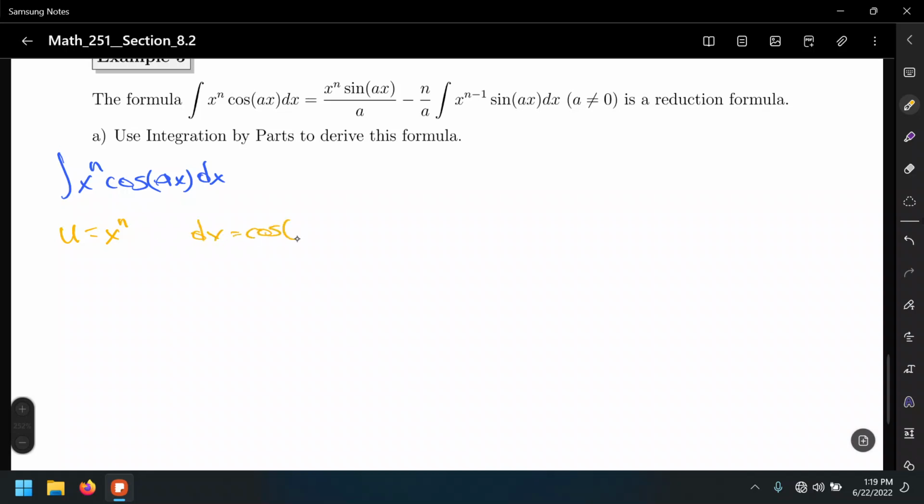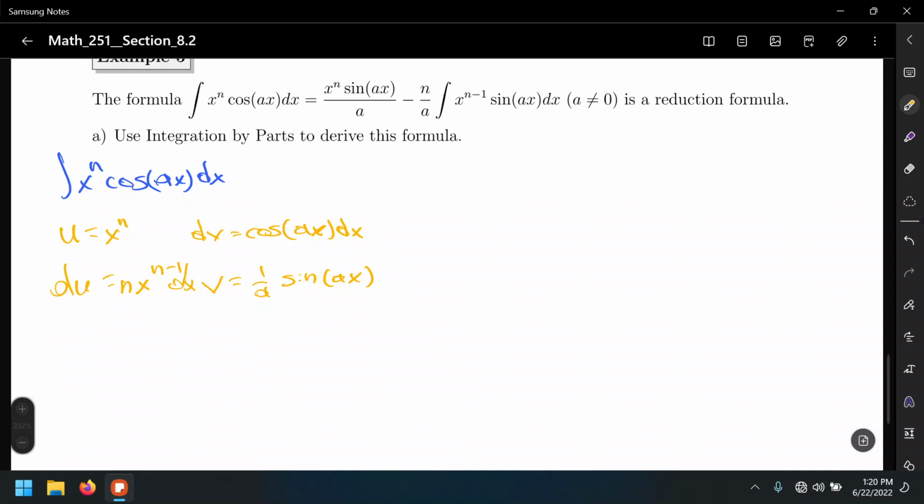cosine ax dx. Okay, so what's the derivative of u in this case? n x to the n minus 1. N times x to the n minus 1: subtract 1 from the exponent, multiply by the old exponent. And the integral of cosine is 1 over a sine ax. Perfect. Alright, so we have all the information that we need. Oh, don't forget the dx here.